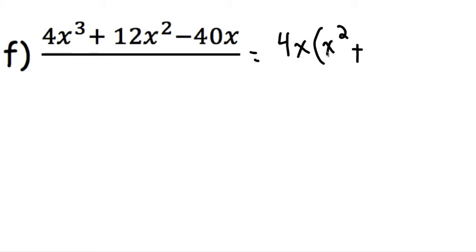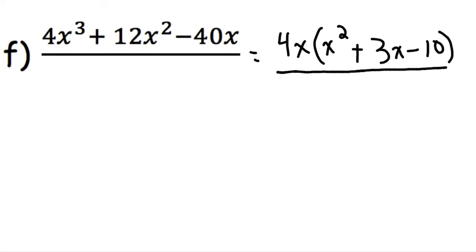Plus 12 divided by 4 is 3. I started with x squared. I took one of them out, so I'm left with 1. Minus 40 divided by 4 is 10. I started with an x, but I took that one out. So that's it.